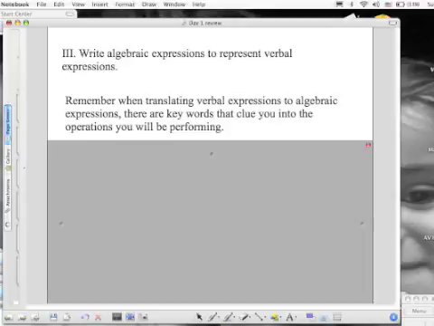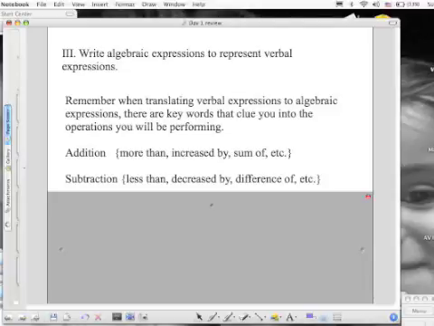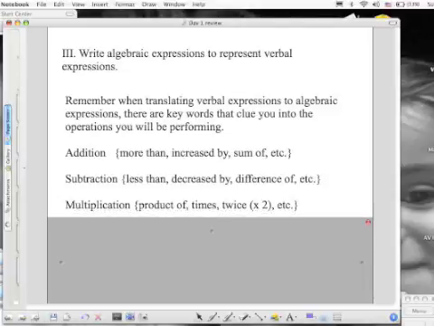The third concept that you need to know is writing algebraic expressions to represent verbal expressions. Remember, there are specific words that clue us into the operations that we should be performing. Addition, you will see words like more than, increased by, or the sum of. Subtraction, you will see words such as less than, decreased by, or the difference of or between. Multiplication, the product of, times, twice, which means times 2.